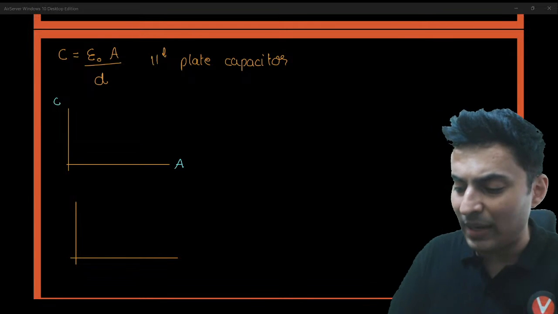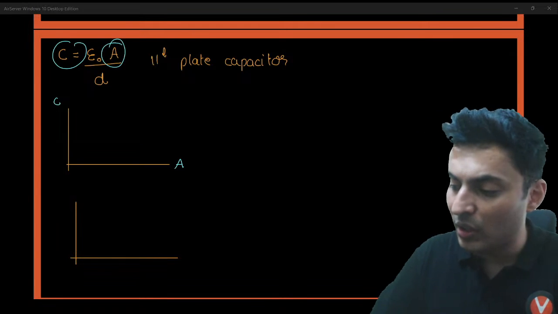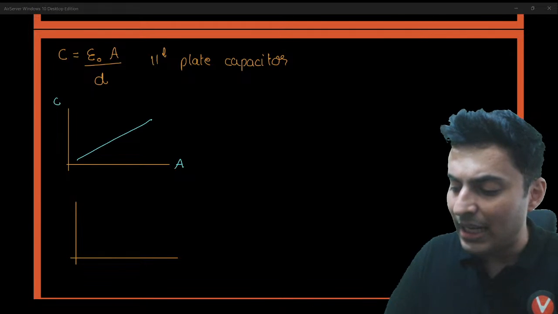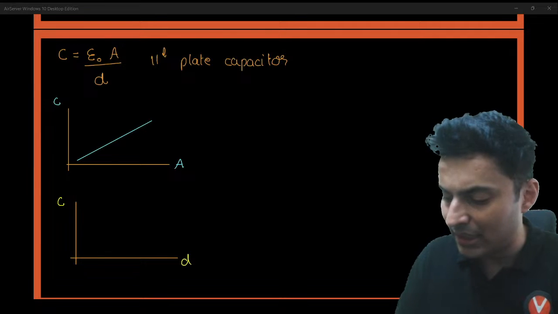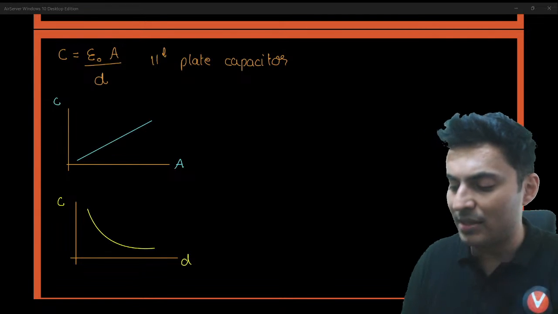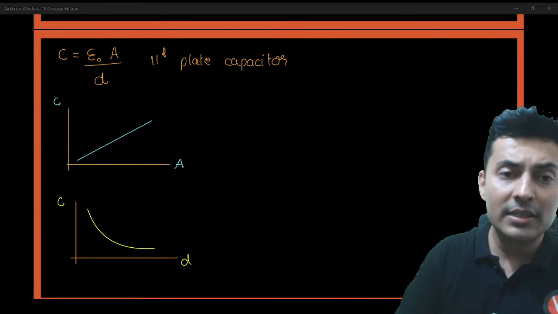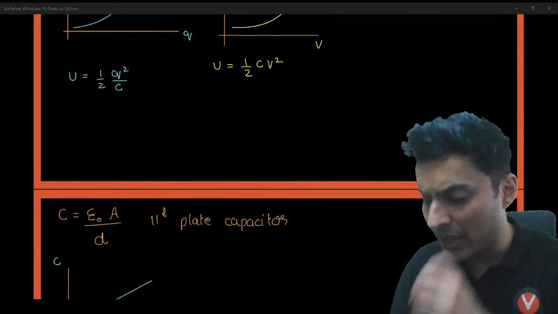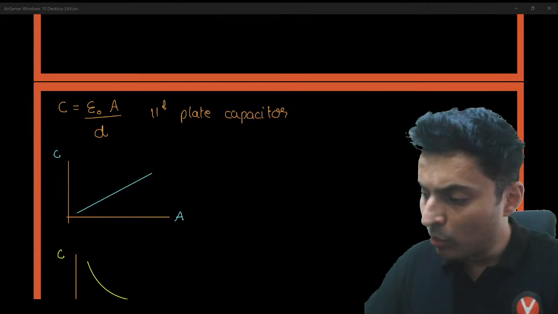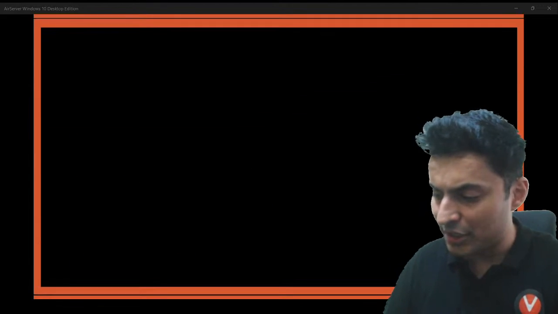If you talk about capacitance with respect to area, because it is in the numerator, it will be directly proportional. But if you talk about capacitance with respect to the distance, it is going to be inversely proportional. That's the difference. Standard questions do come on it, very commonly asked. Okay, again, moving on to the next one.